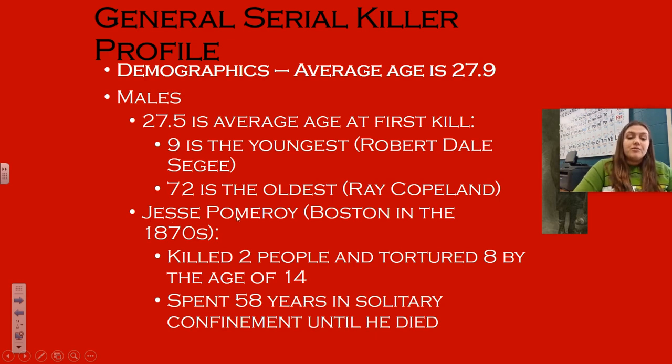his killing spree. Jesse Pomeroy, Boston in the 1870s, killed 2 people and tortured 8 by the age of 14. So that's a weird case where he was much younger. He spent 58 years in solitary confinement until he died. So that's just sad. Just giving you an example.